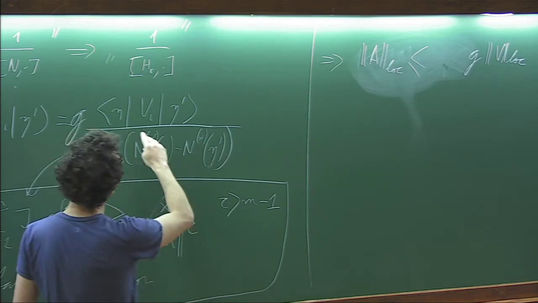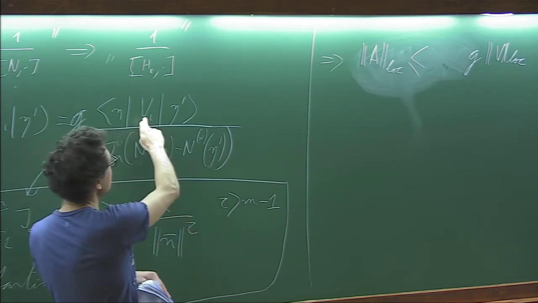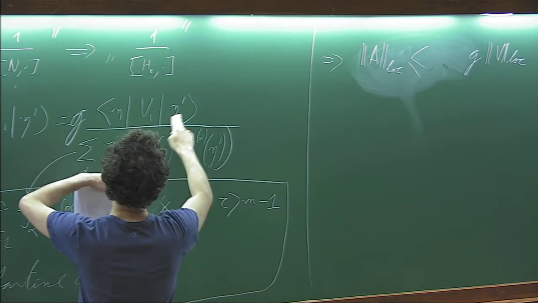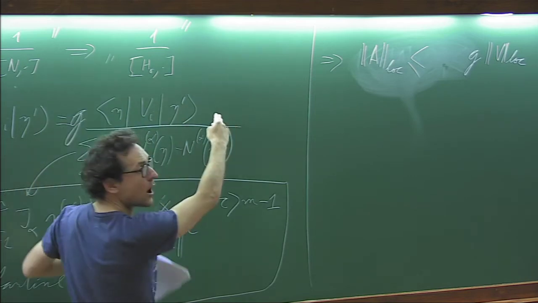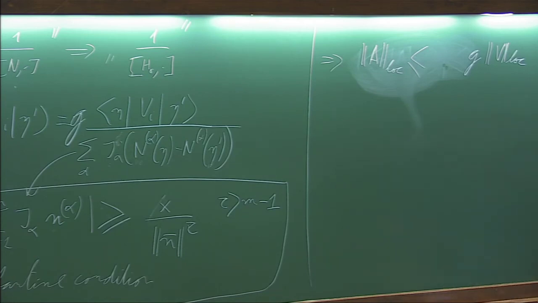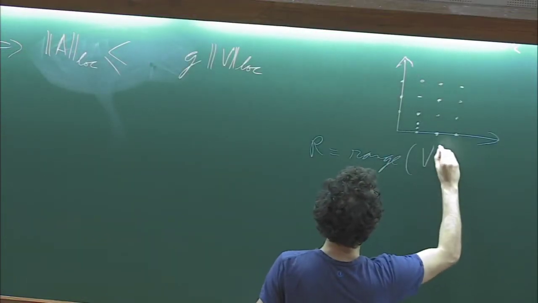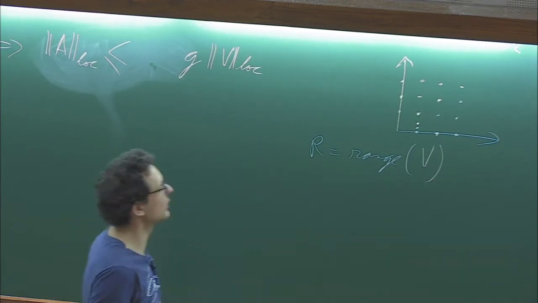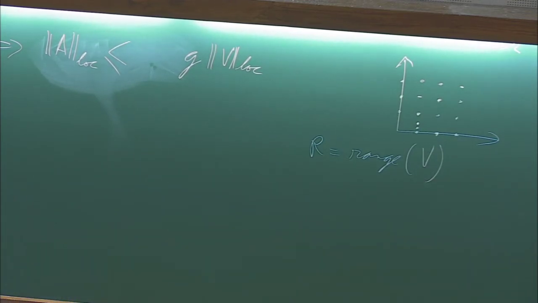But more importantly, it's the range of these V_i's, right? Because this lives on, let's say, R sides. So let's say R is the range of the V. The V_i's are the local terms in V, and by range, I just mean the size of these local terms, or the size in space that they live in.